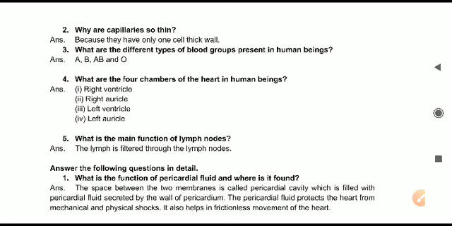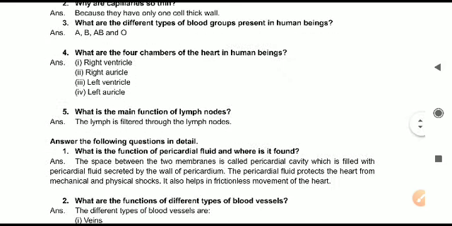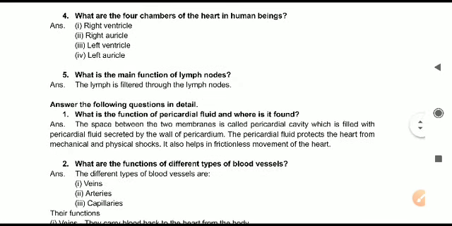Next question 3, what are the different types of blood groups? Answer is A, B, AB and O. Number 4, what are the four chambers of the heart in human beings? First is right auricle, second is right ventricle, third left auricle and fourth left ventricle. Question 5 now, what is the main function of lymph nodes? Lymph is filtered in the lymph nodes. So that is helping in filtration only.